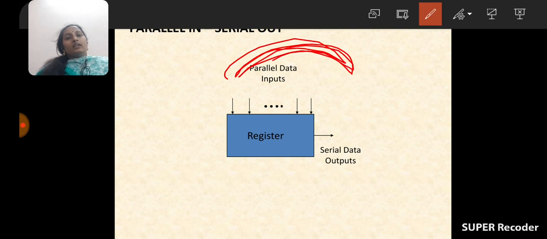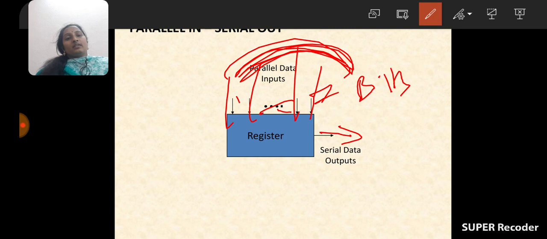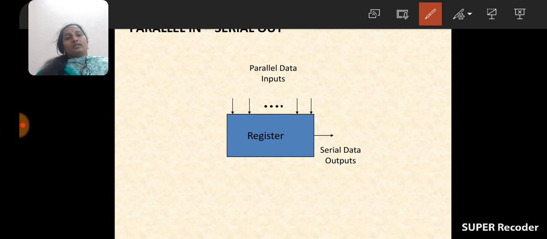So these are the inputs. See here, all the bits are entered into the register at the same time, and bit by bit the data must be received and taken out. Here, while entering the data, the number of clock pulses is equal to the number of binary bits. But in the next case, for the serial data outputs, only 1 clock pulse is required to transfer the 1 data bit. Is it clear?